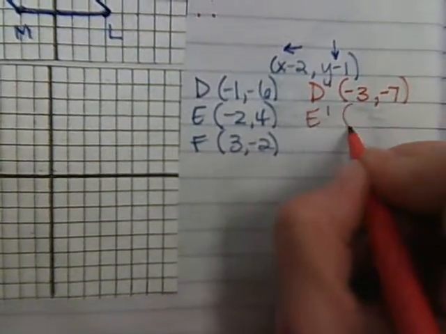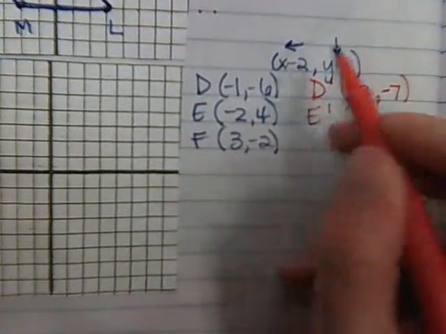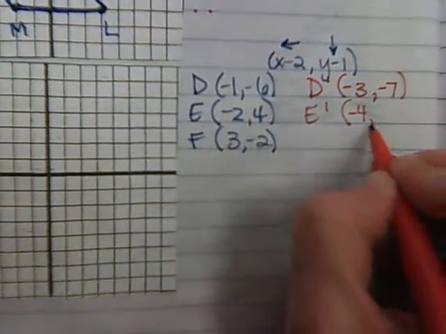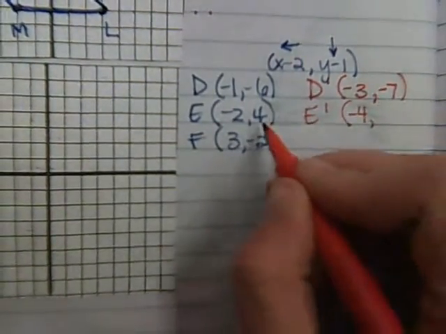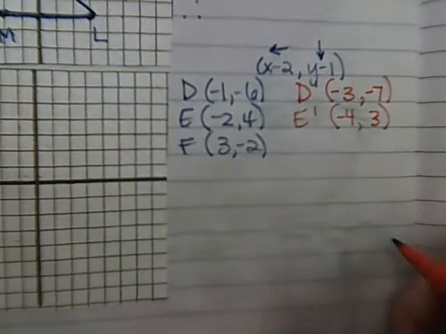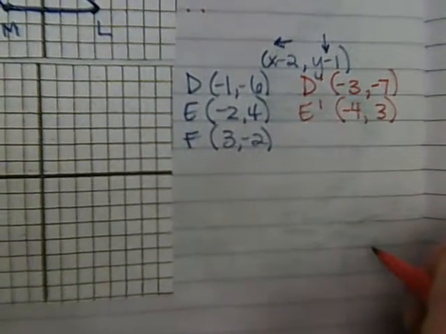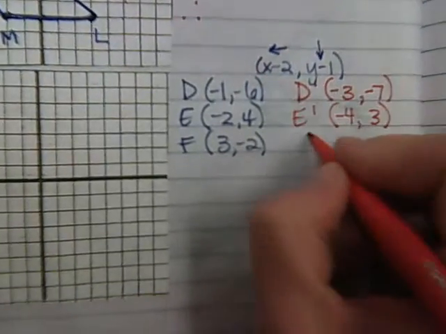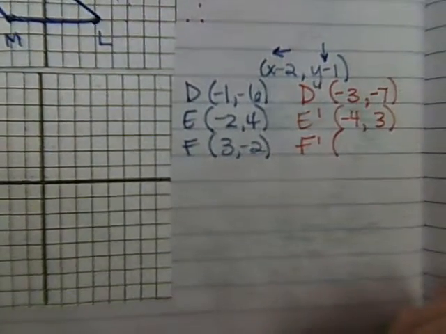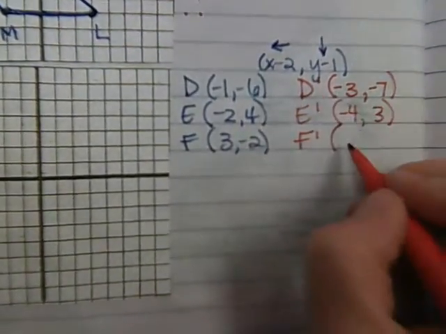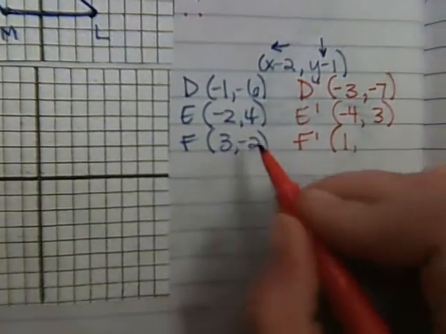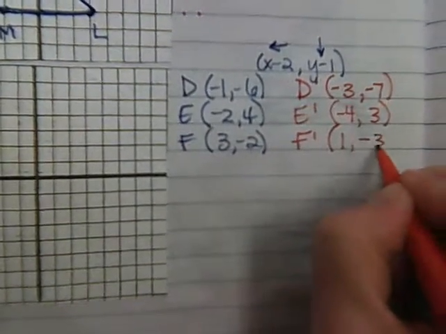All right, E prime. -2 minus 2 is -4. 4 minus 1 is 3. And F prime, 3 minus 2 is 1. -2 minus 1 is -3.